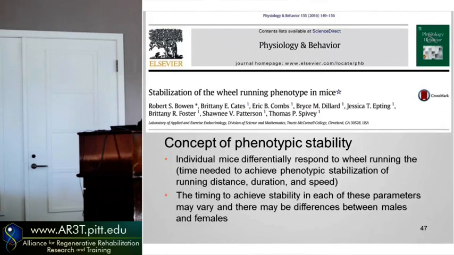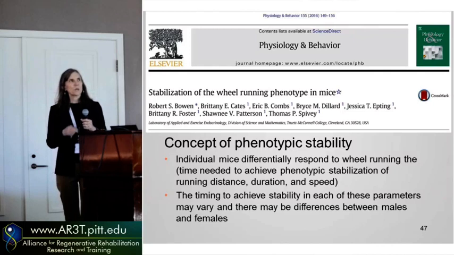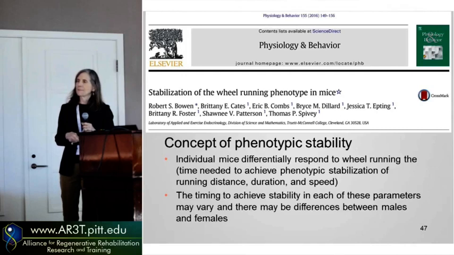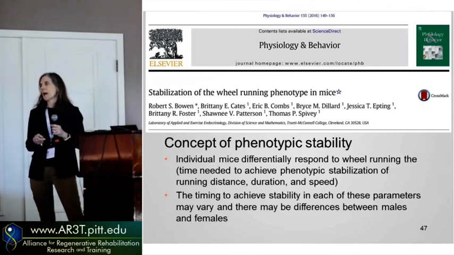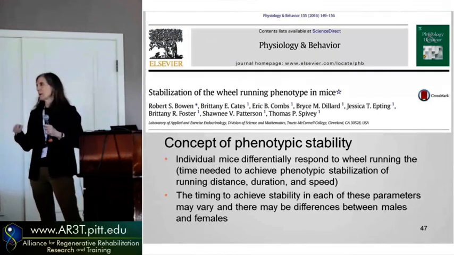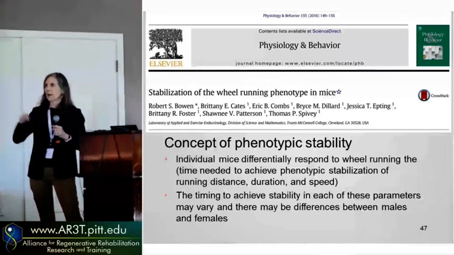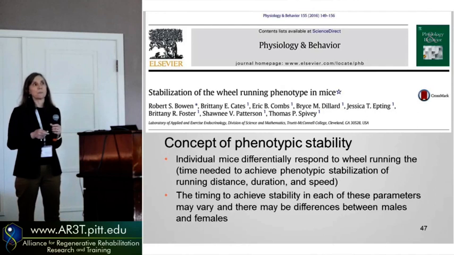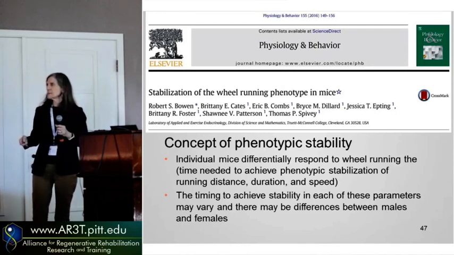Then I think we're close to the end. This concept of phenotypic stability, if you're using running wheels: if you put a mouse in a running wheel when you start your study, what you'll find is a high degree of variability, because what you have to do is get them used to being in a running wheel and define their standard time that they spend in the running wheel. And the degree to which they need that will vary depending upon what you're looking at. So running distance, duration, and speed can all require a different amount of time to get them used to that.